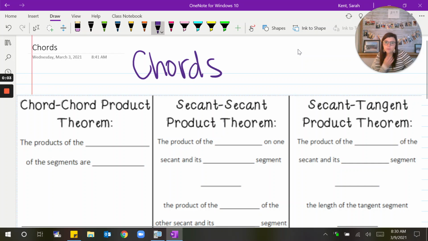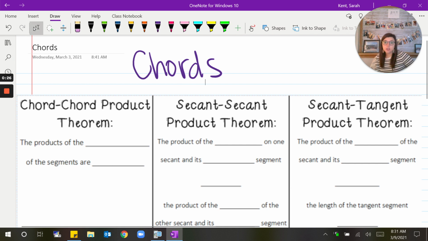Today, we are going to be looking specifically at chords and finding missing parts or missing values of a chord. So there are three different theorems, three different rules that we are going to look at, and then you will get time to practice those.